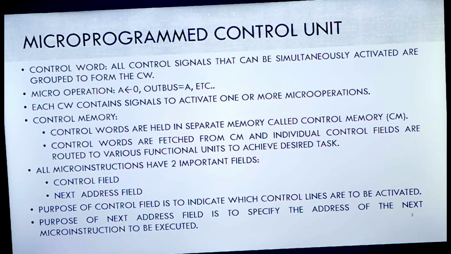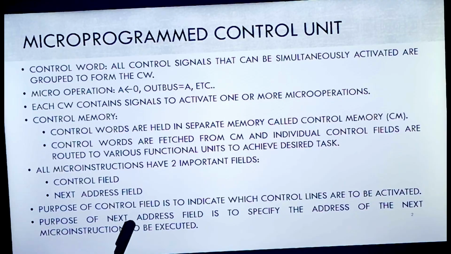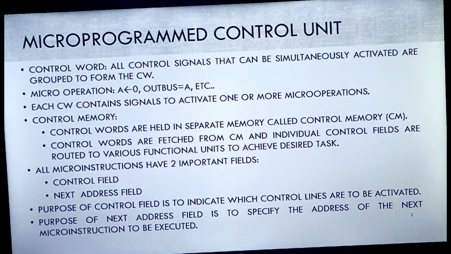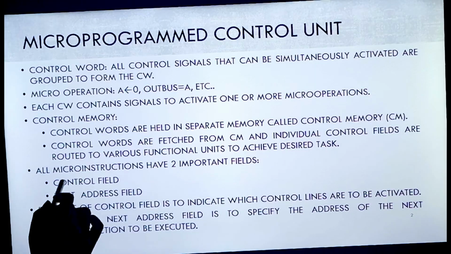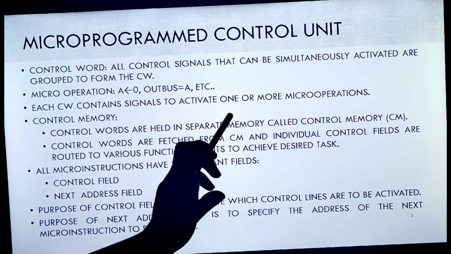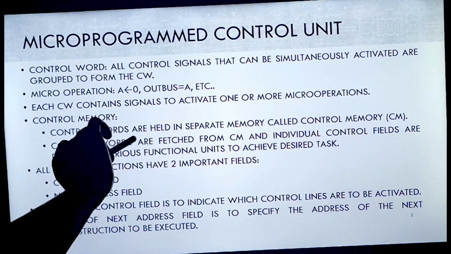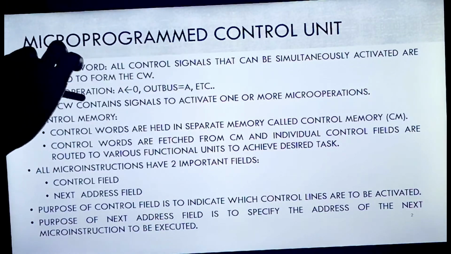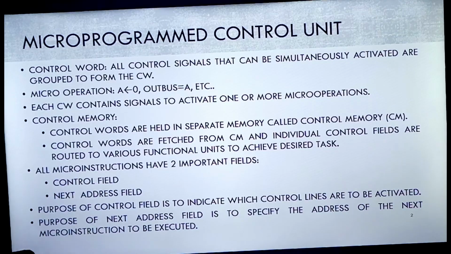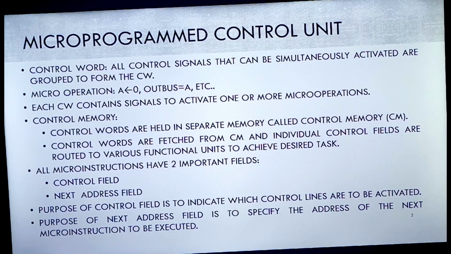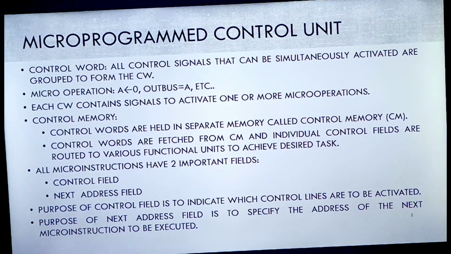The next address field is an address field which will tell you which is the next micro instruction you have to perform. So initially you execute micro instruction number 0, just like our instructions. What do we do? Initially we execute the first instruction, then next, then next, then next. If there is any branch or looping, then we will go back to, or jump to, that particular instruction and so on, right? Here also we do the same thing.